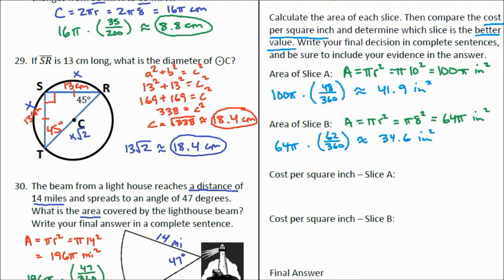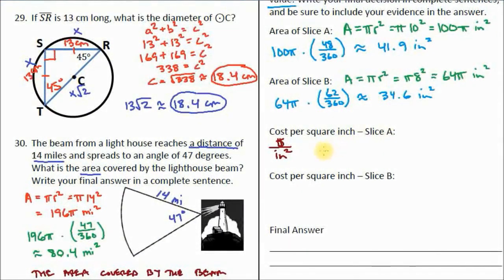So what I want to show you here is you're going to put cost, which is dollars, per square inch, or inches squared. So all we got to do is plug in the values that we know. Look at slice A. The cost for slice A is $1.90, and the square inches for slice A is 41.9. Let's put that on our calculator. 1.9 divided by 41.9, and you're going to get approximately 0.045.